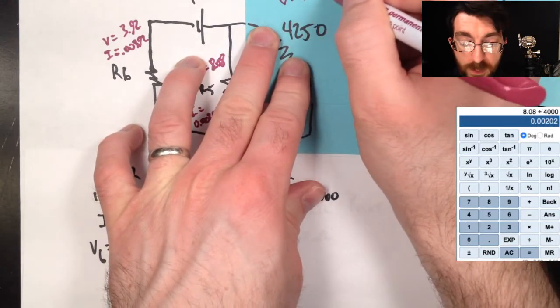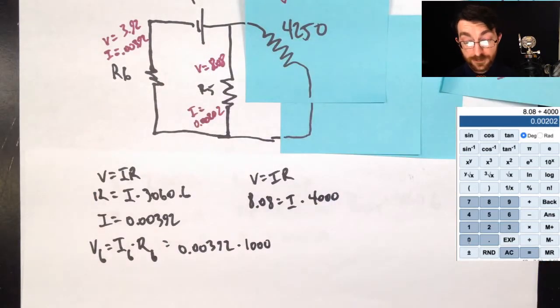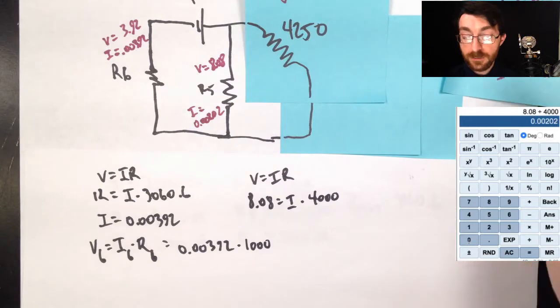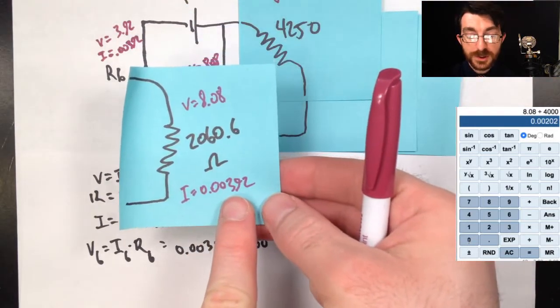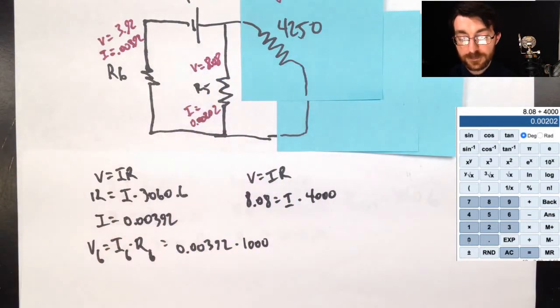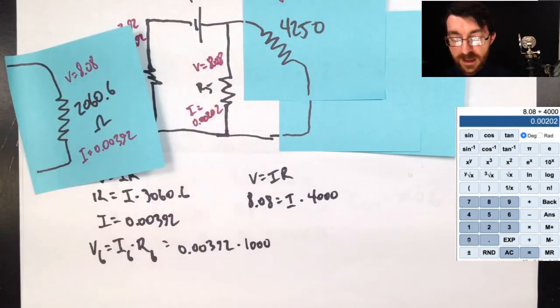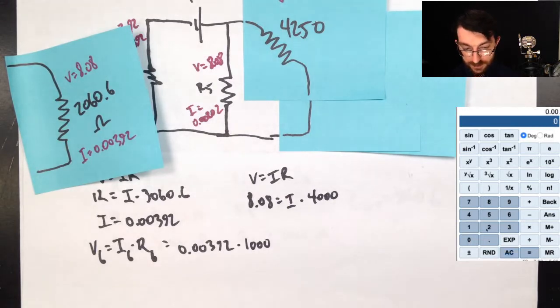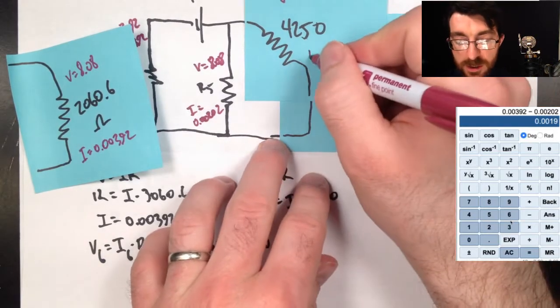Voltage here is 8.08. We can also figure out the current with Ohm's law, or again by subtraction, because I know the total current is supposed to be, oh, sorry, I moved that out of frame. I know the total current is supposed to be this much. That much went the other way, so I could just do that number minus that one. We'll see what we get, and then we'll check it. 0.00392 minus 0.00202. I get 0.0019.